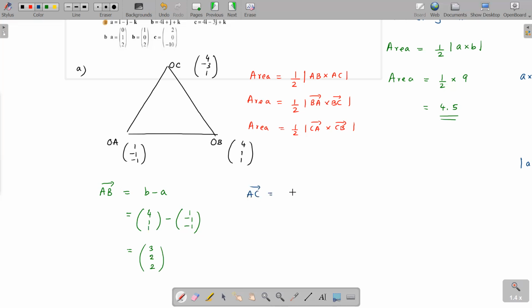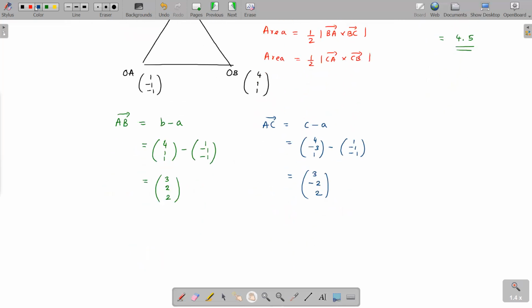AC vector is C minus A. So C is 4, minus 3, 1, minus A, which is 1, minus 1, minus 1. So 4 minus 1 is 3, minus 3 minus minus is plus, so 2, and 1 minus minus 1 is 1 plus 1, which is 2. So AB and AC vectors are found. Now what do we need to do? To get the area, I have to get AB cross AC. Let's get AB cross AC.